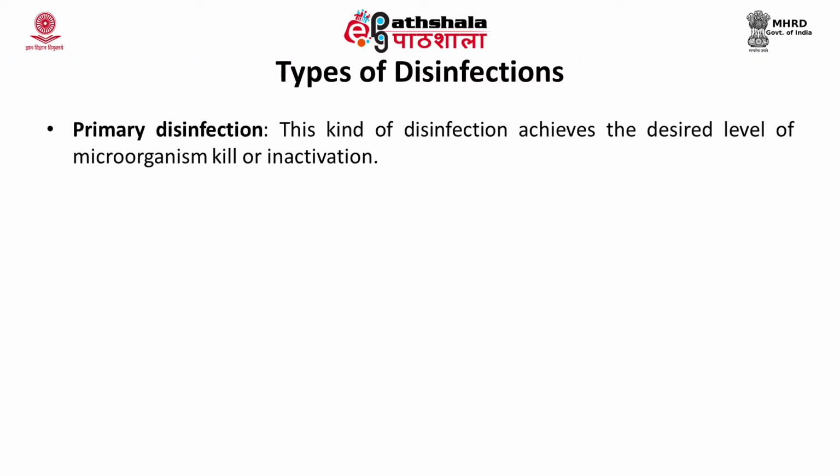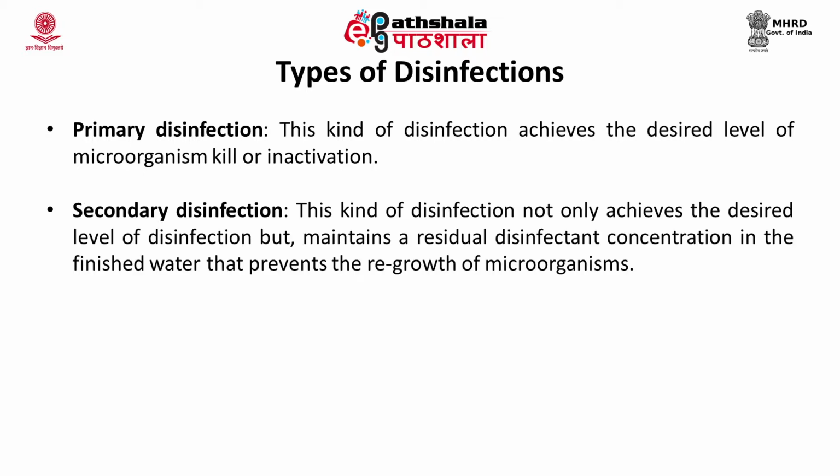There are two kinds of disinfection, primary disinfection and secondary disinfection. So, let us study these one by one. Primary disinfection achieves the desired level of microorganism kill or inactivation, while secondary disinfection not only achieves the desired level of disinfection, but maintains a residual disinfectant concentration in the finished water which prevents the regrowth of the microorganisms.